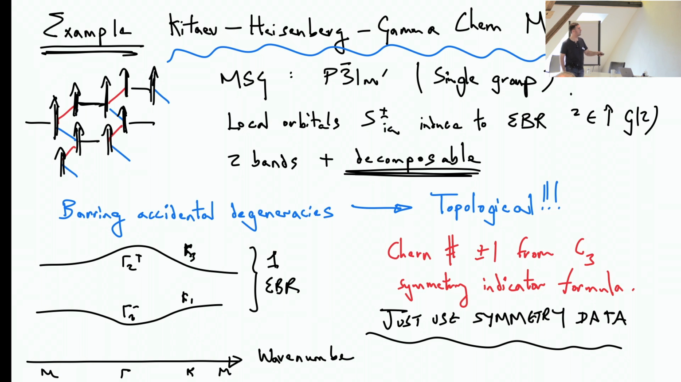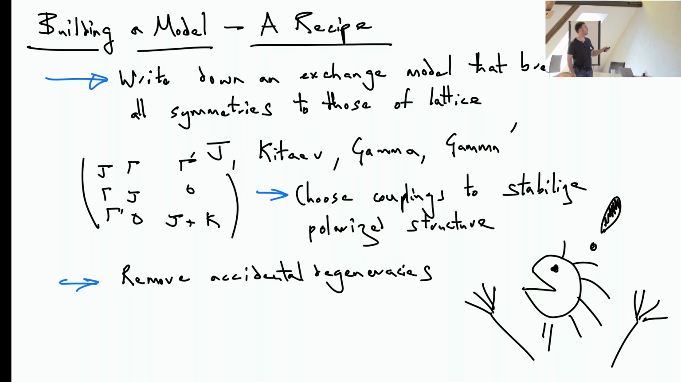And it turns out that for this case, purely using these discrete points, you can compute the Chern number for this skeleton of a band structure just using the symmetry data. So there's no model, you just get this topology falling out of symmetry.